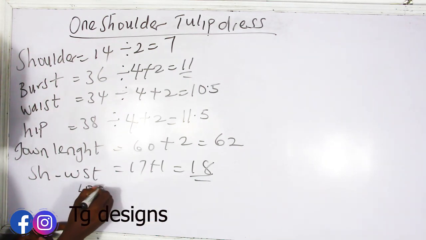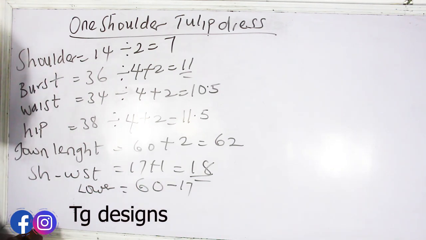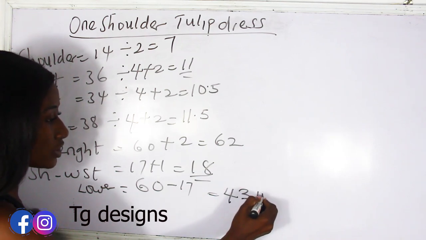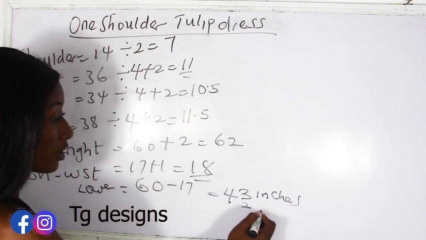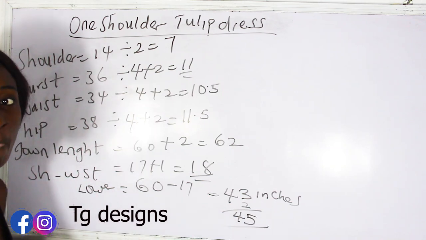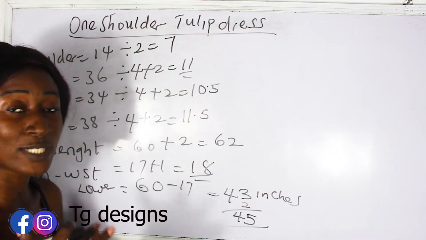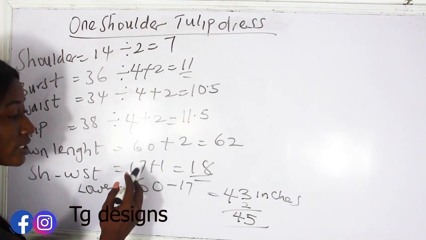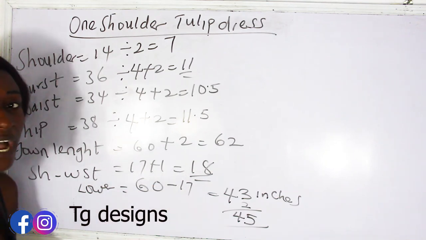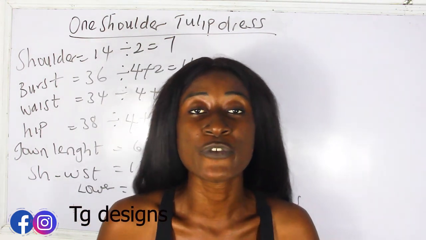So now for the lower part of the dress, we are going to have 60 minus 17. When you minus 17 from 60, you are going to have 43 inches. Now this 43 inches, you go ahead and add your 2 inches for your sewing allowance, you have 45 inches. So it basically means that for the upper part, which is our shoulder to our waistline, we have 18 inches, while for the lower part, which is our waistline to our desired gown length, we have 45 inches, which includes all the allowance. So by the time you add your 17 inches plus your 43 inches, you are going to have your gown length, which is your 60 inches. So these are the basic measurements required in order for you to achieve your one shoulder tulip dress.